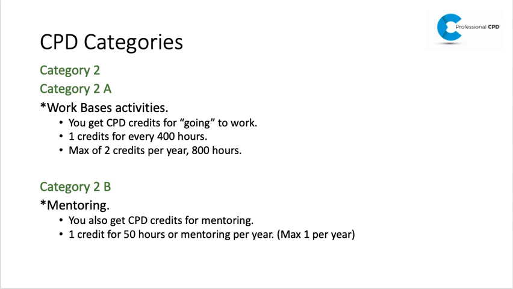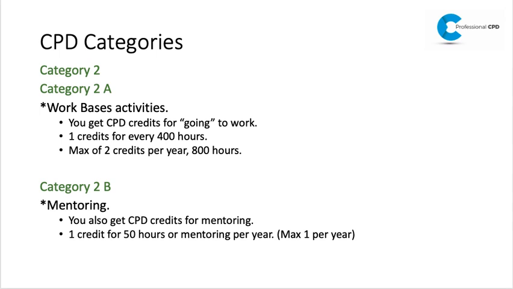Category 2, that's your work-based activities. That's the A and B part. Now remember, your work-based activities, just for going to work, you get credits. How nice is that? So you get 1 credit for every 400 hours spent at work, but that's now reduced down to 300. So you get 1 credit for every 300 hours spent at work. Now here's a maximum. Remember, category 1 there's no maximum, but category 2A has got a maximum. You can claim a maximum of 2 credits per year, which is your 800 hours, or 600 now due to COVID.